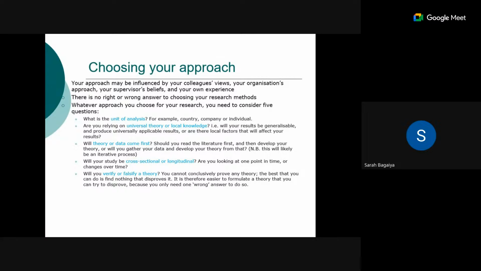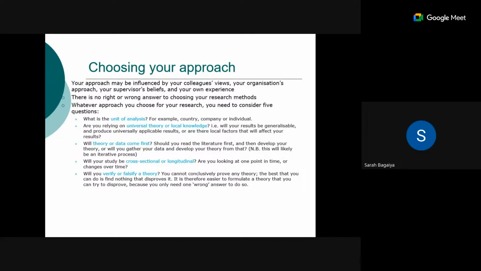Then the next question you should ask yourself is, will your study be cross-sectional or longitudinal? So will your study many subjects at the same time, or will it study different participants over a period of time? So you need to know this before you begin your research.